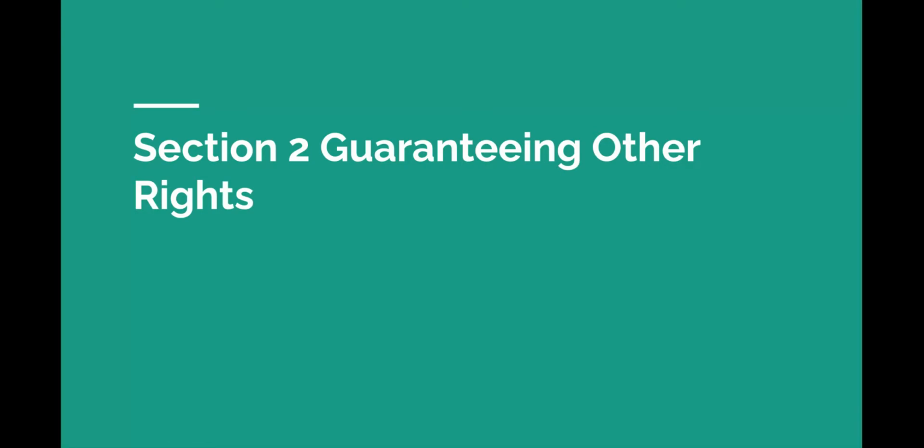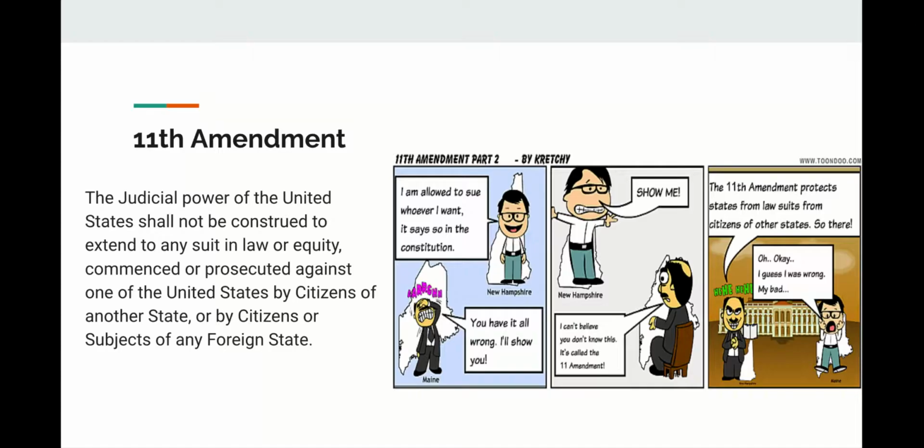Today, we're going to talk about Section 2, guaranteeing other rights. So, the first amendment we're going to talk about is the 11th Amendment. The 11th Amendment means that the judicial power of the United States shall not be construed to extend to any suit in law or equity by citizens of one state against another state. So, this law basically means that you cannot sue a state that you do not reside in.